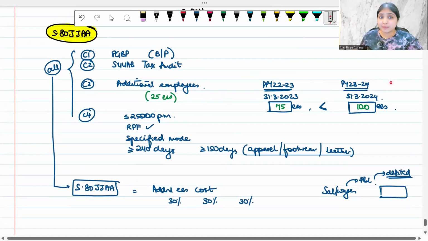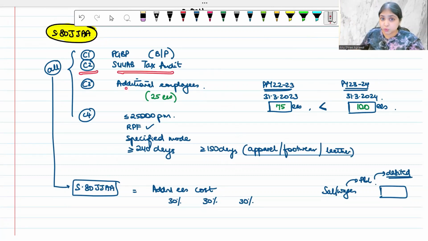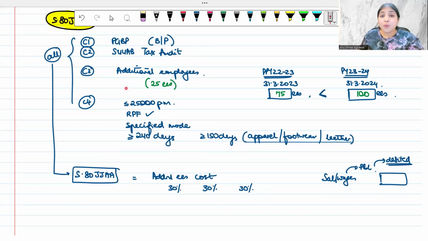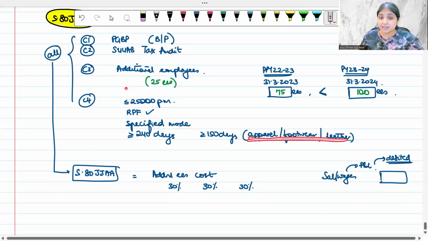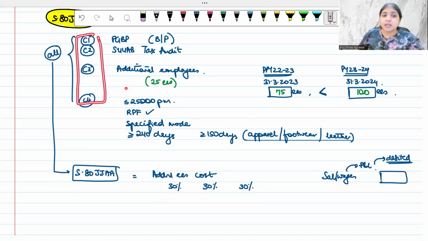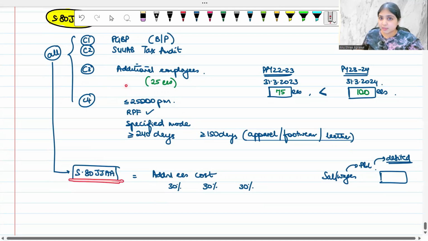So this is 80JJEE. Under 80JJEE, condition number 1, my assessee must be having PGBP income. Assessee must be getting tax audit done. Condition 2, assessee must be having additional employees. Now, additional employees would be those employees to whom we are paying up to 25,000 per month. They are participating in RPF. We are paying them salary in the specified mode and they worked for us for at least 240 days. However, if it is the apparel sector, footwear sector or leather sector, it is enough if they worked for us for at least 150 days. We have 4 conditions. If all these 4 conditions are fulfilled, then the assessee will be eligible for 80JJEE deduction.